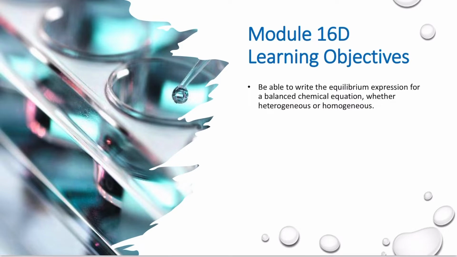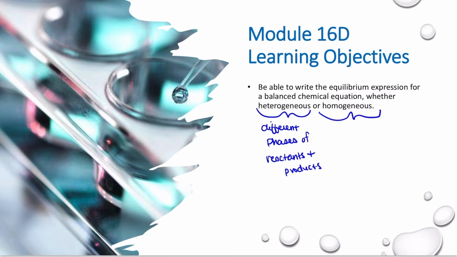So far, I don't know if you've noticed or not, but I've only focused on systems that are all in the gas phase. They don't have to be in the gas phase. I could have aqueous, liquid, or solid. When you have things in different phases, that's called heterogeneous. They're not all in the same phase. When they're all in the same phase, it's homogeneous.